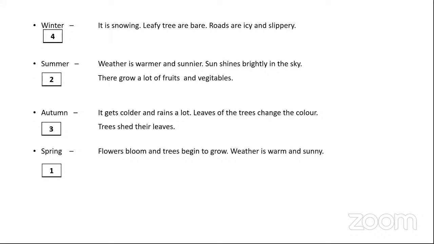From this one, you can find your answers, Putte. It's snowing, leafy trees are bare. So the answer is number 4, winter. The weather is warmer and sunnier. That means the season is summer. Number 2. Then the next one, it gets colder and rains a lot. It means the trees change the color, number 3, autumn.